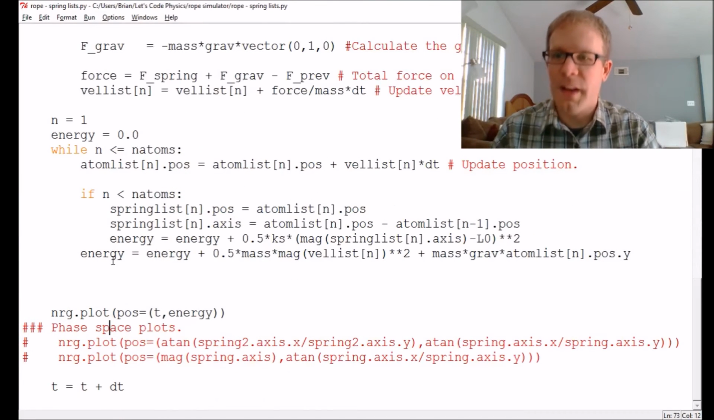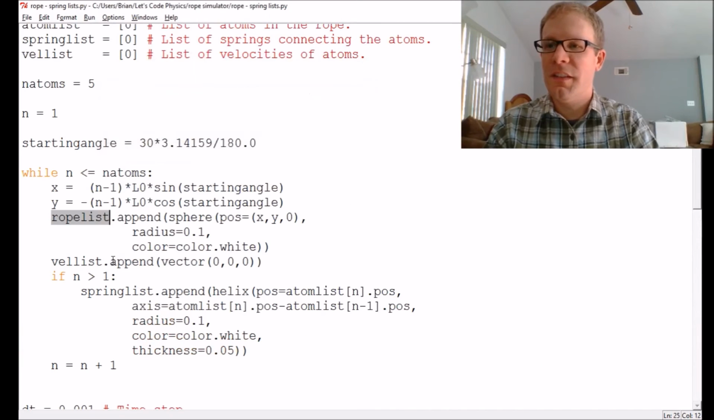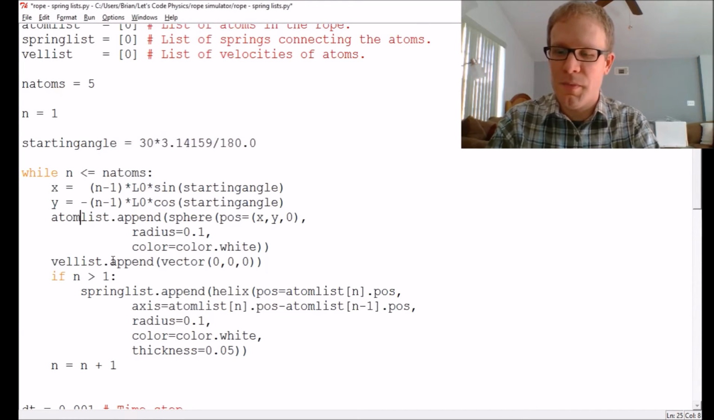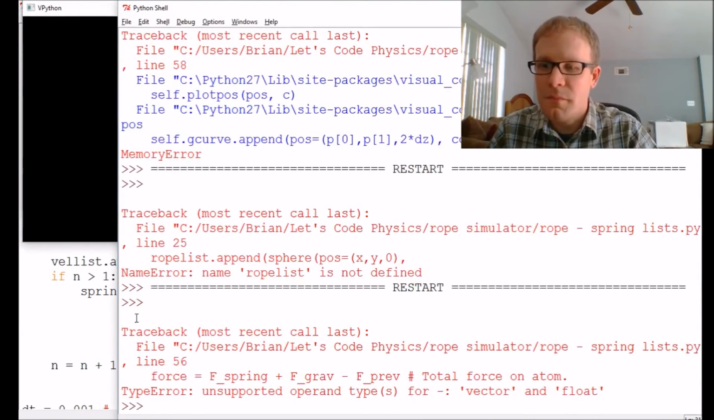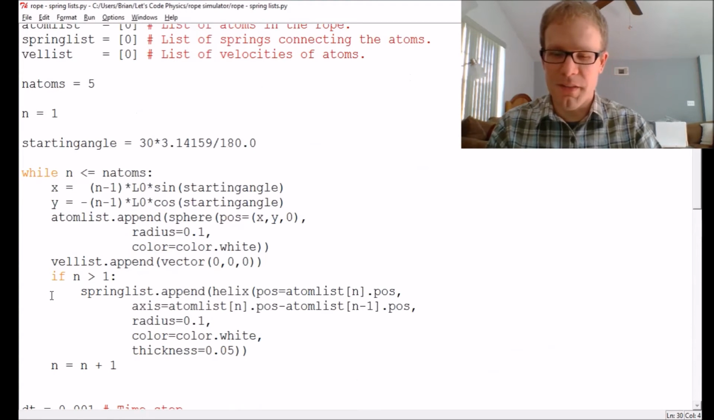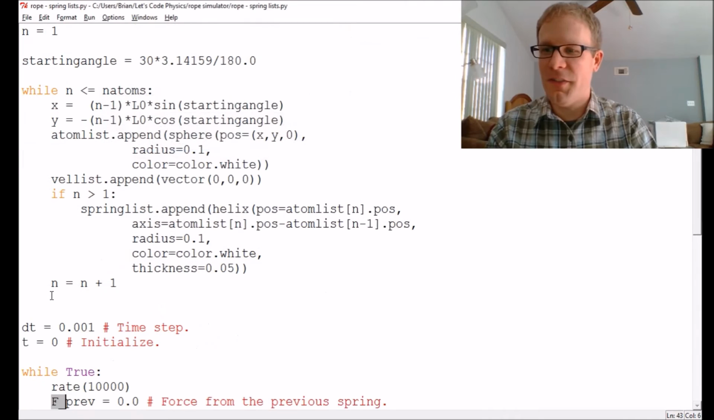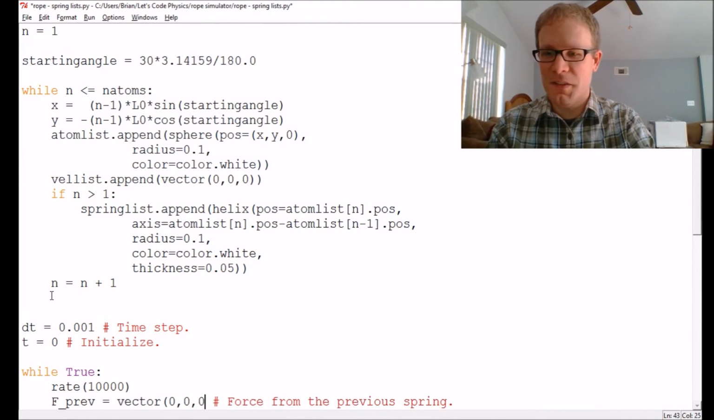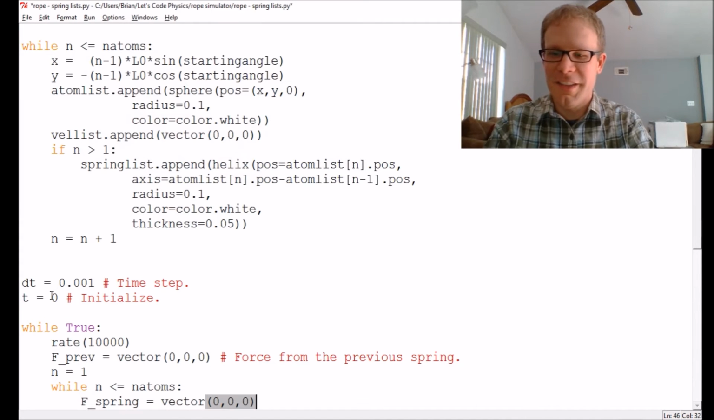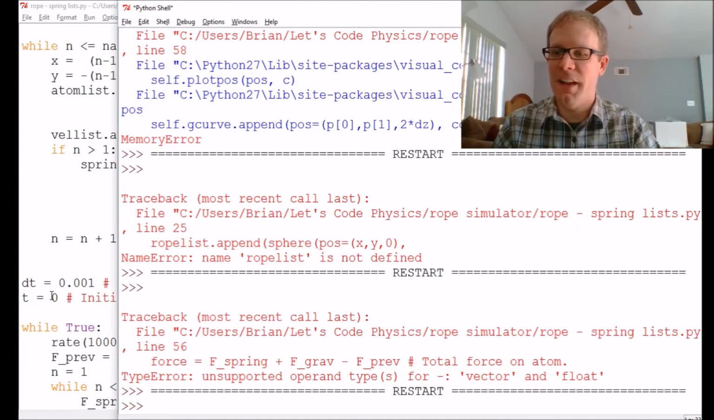Oh, rope list is not defined. Oops, where did I use rope list? Oops, I didn't change that to atom. Y'all have been yelling at me for the last 15 minutes about that. Let's make sure I don't have rope list anywhere else. Nope, F5. Oops, it does. Oh, right. I have to actually make the thing a vector, don't I? So let's search for F underscore. My bad. Vector 0, 0, 0. There we go. And same thing here. Vector 0, 0, 0. There we go. All right. F5.